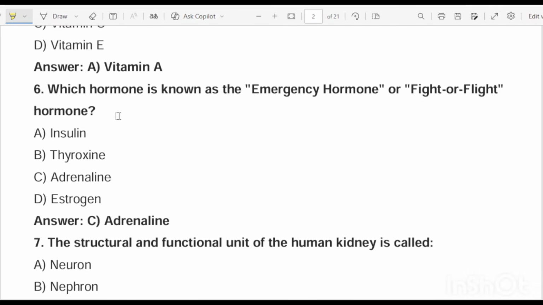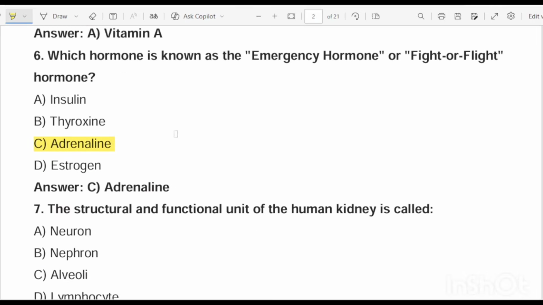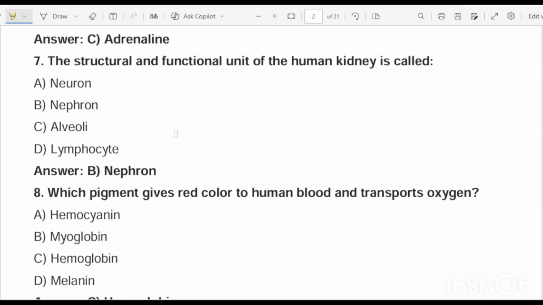Next question. Which hormone is known as the emergency hormone or fight or flight hormone? Correct option. Option C, adrenaline. Next question. The structural and functional unit of the human kidney is called. Correct option. Option B, nephron.